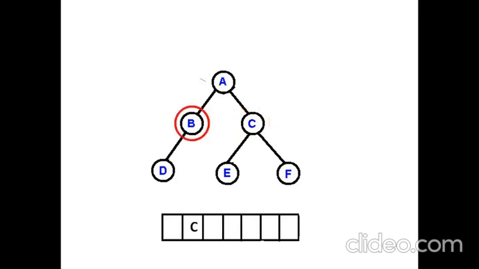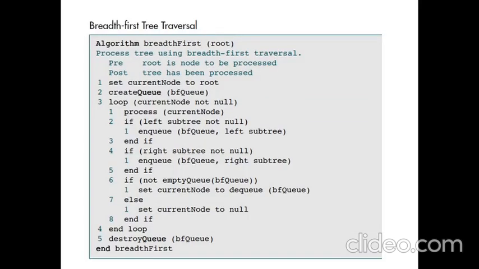The same would have been described in the algorithm also. So there is a loop: while the current node is not null, that is, until we have reached the end of the tree, we have to repeat it. Process the current node. If the left subtree is not null, then enqueue that particular node. So if it has a left child, then insert that into the queue, and if it also contains a right subtree or right child, insert that also into the queue.